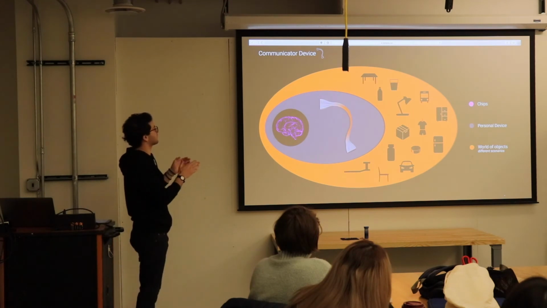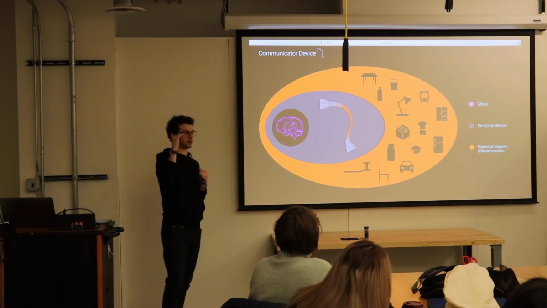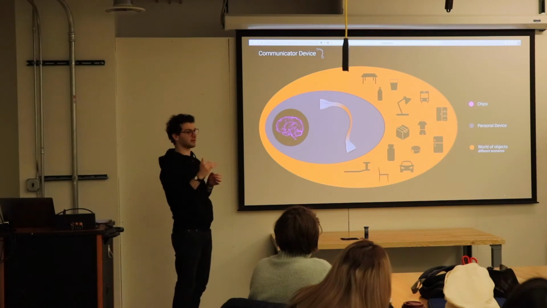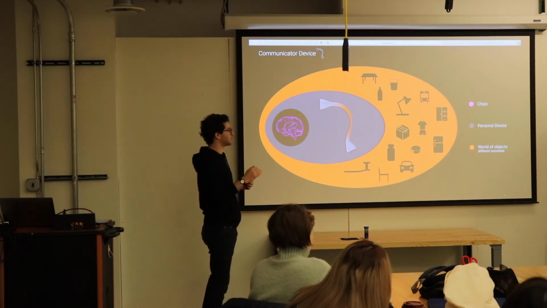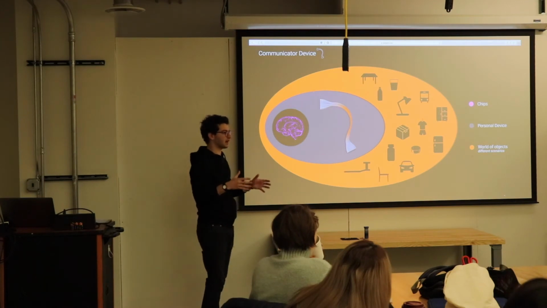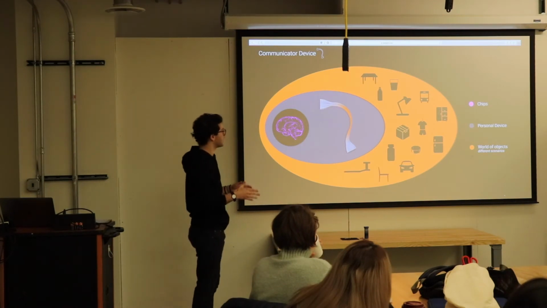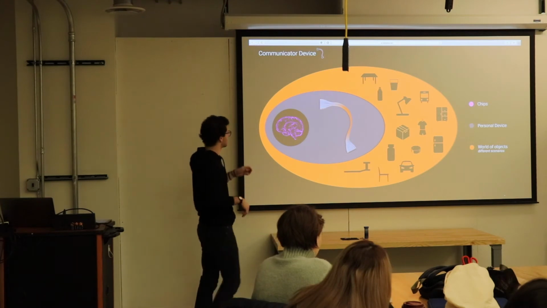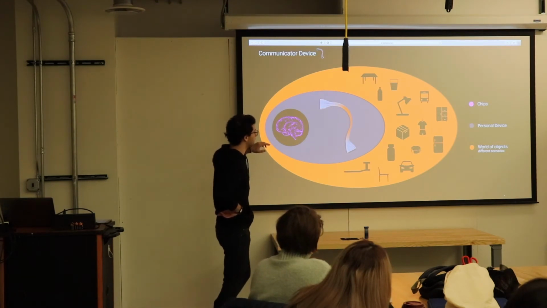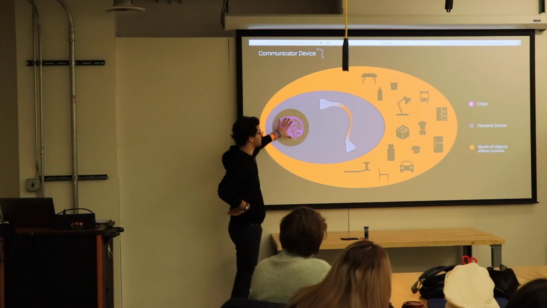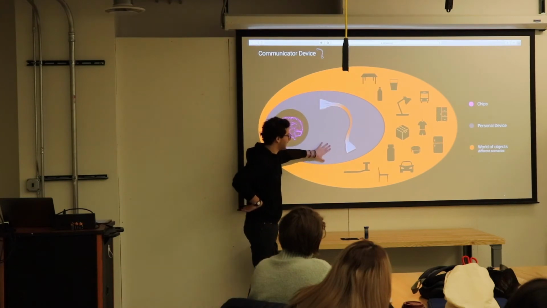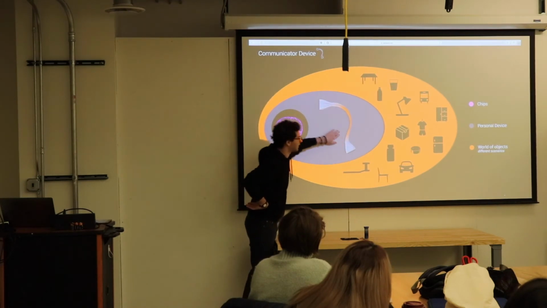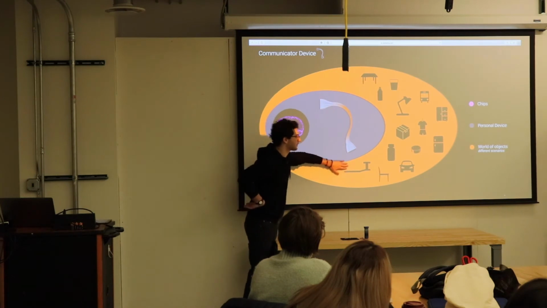Okay, this is the communicator device. We will look at the communicator device, which is the main piece, then the cylinder of information, and at the end the interface. And I decided to put them in order because there's a clear way of explaining these things. So this is the chips, the AI-powered chips in our brain. This is the device that we wear. And this is the world of objects that surround us, all around us.